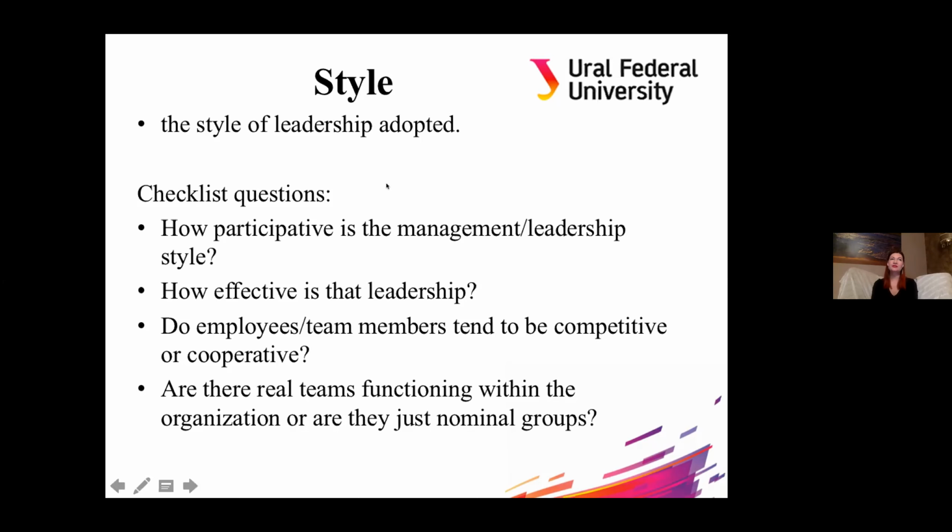In my opinion, it's really important to have a team because sometimes we can work just with the backup office, with people in your team, and when this team is cooperative, and it's not just a nominal group, it's a real team.